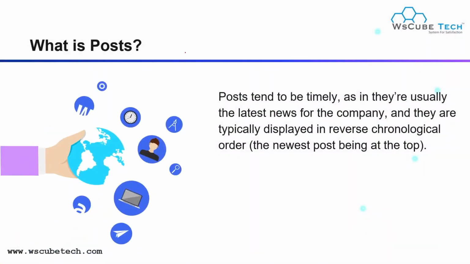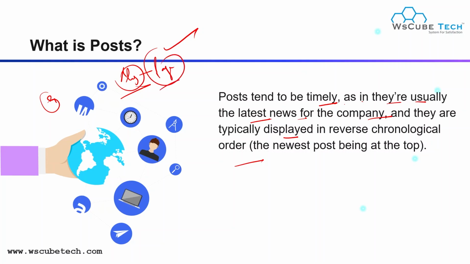So what are posts? Posts tend to be timely, as in they are usually the latest news for the company, and they are typically displayed in reverse chronological order. It means the newest post is at the top in your blog page. For example, blog is a page here. In your blog page, we have posts.